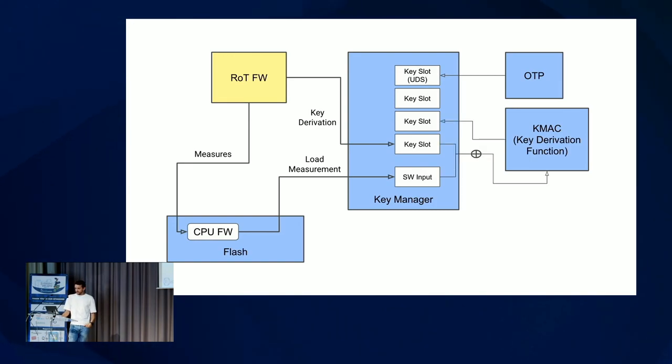The key manager is going to take your key that's, again, derived from all the other components that booted the root of trust, your software input, which is the measurement of your CPU firmware, and it's going to derive this into a new key. The first firmware that's going to run on your CPU is going to be its identity, and that's what you have to trust.